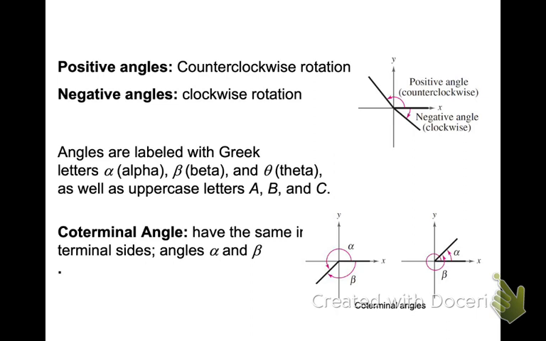I already talked about positive and negative rotations, clockwise, counterclockwise. I already talked about alpha, beta. They're just Greek symbols: alpha, beta, theta. Uppercase letters, very rarely. If we're in a triangle, we will use uppercase English letters, A, B, C. If we are in the coordinate plane, theta is going to be your go-to. It's like you put x for everything, you're going to put theta for everything. Sound good?